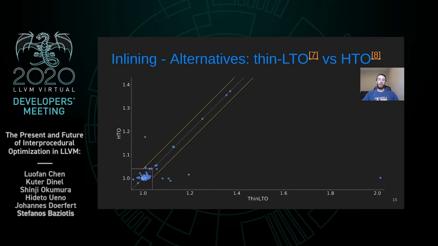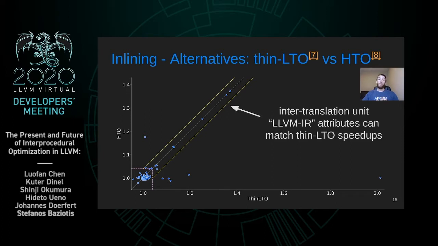What you see here is the speedup of HTO on the left and the speedup of ThinLTO on the bottom. And the highlighted area shows you that a lot of the speedups that we achieve on the LLVM test suite with ThinLTO are actually matched by HTO. That is, a lot of times it's not about the inlining and the specialization, but it's really just about summarizing the effect of a function, such that at the call sites we can use that effect.